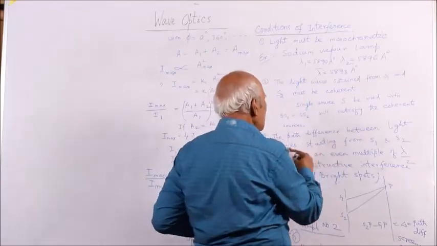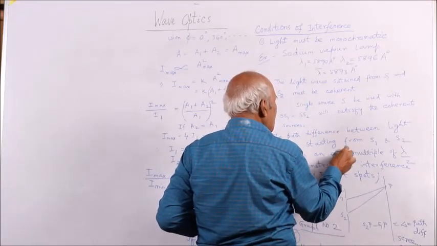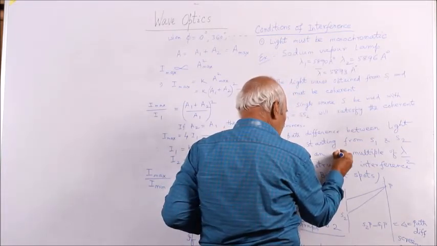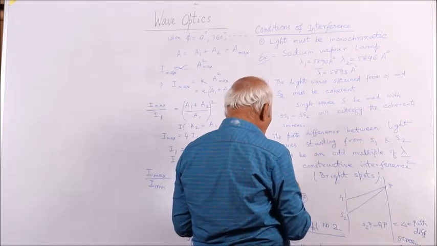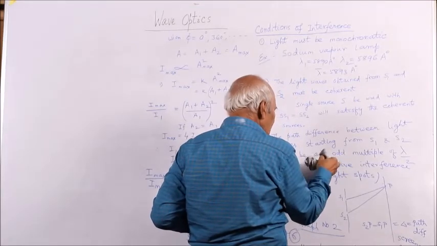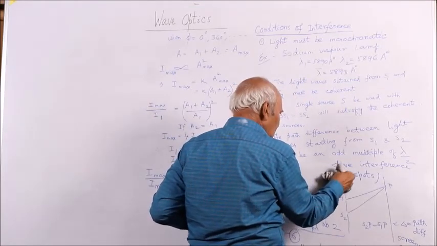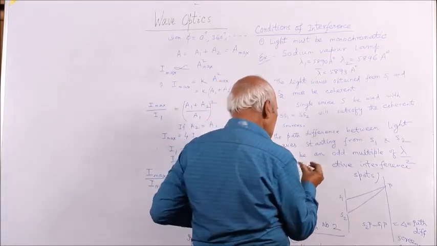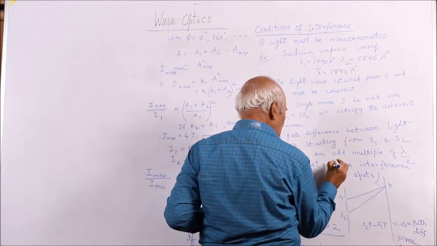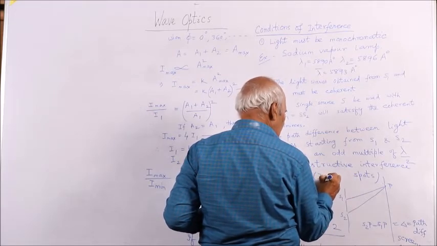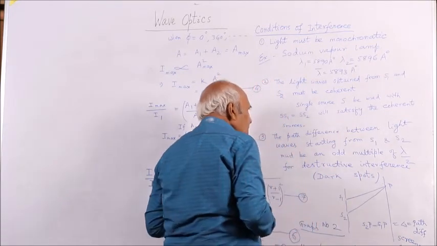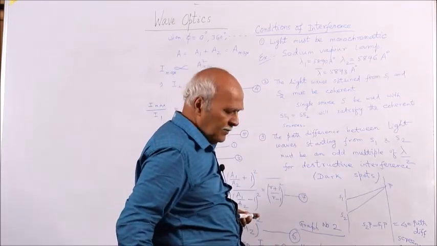So, the path difference between light waves starting from S1 and S2 must be an odd multiple for destructive interference. It is called destructive interference, meaning formation of dark spots. That means, for dark spots the path difference must be an odd multiple of lambda by 2.